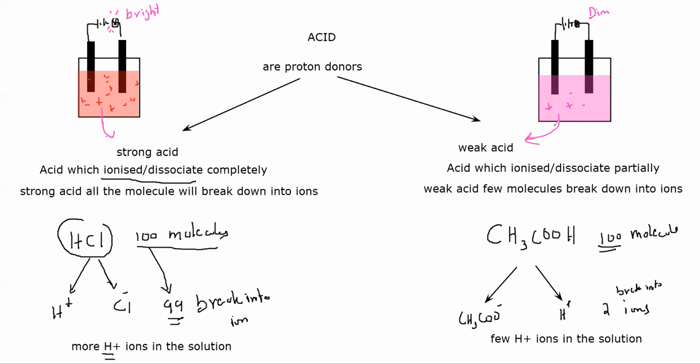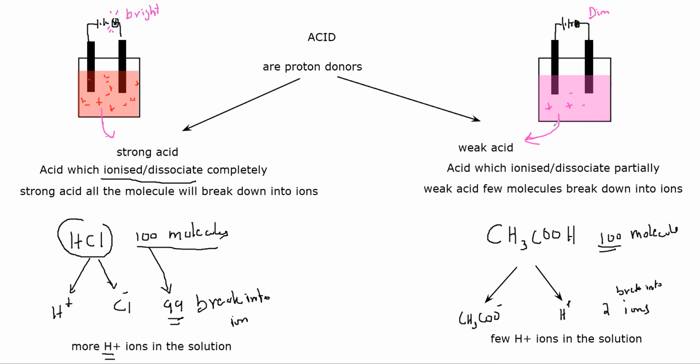But when you're passing a current, if the brightness of the lamp is too low or it appears to be dim, what does it show? It shows the acid which you have is a weak acid. So this is one of the ways. There are different ways, we will discuss in this chapter, how to identify whether an acid is strong or weak. But this is one of the ways to identify whether an acid is strong or weak.